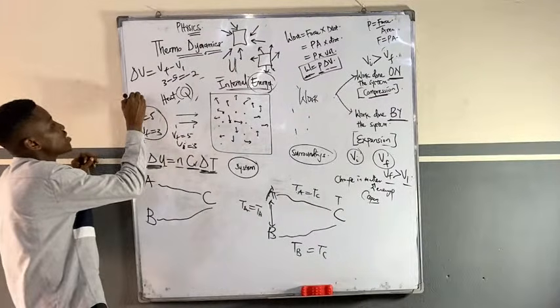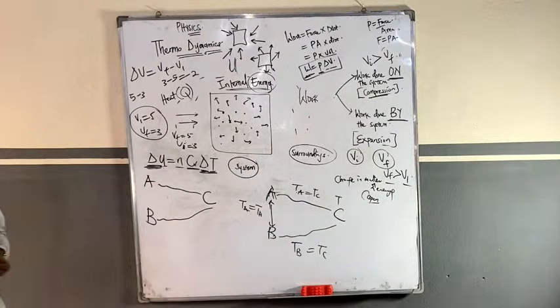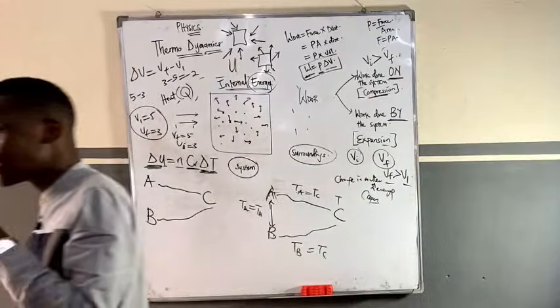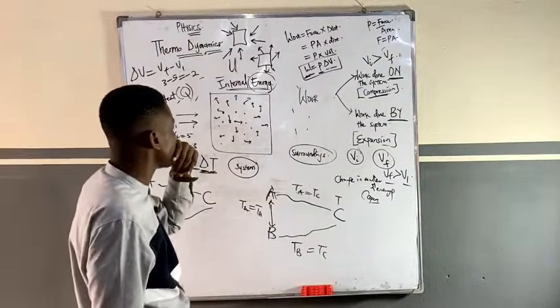So if I use the same values, now 5 minus 3, what will your answer now be? Positive. So that means work done by is always what? Positive. Work done on is what? Negative. Work done by is what? Positive. Now we go forward.